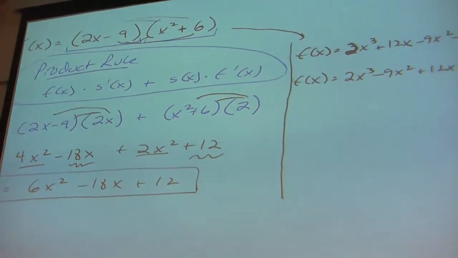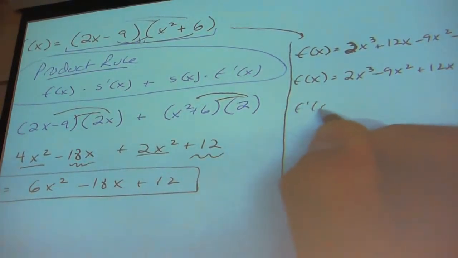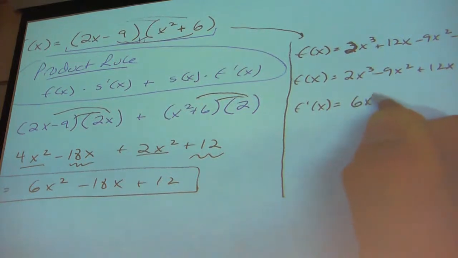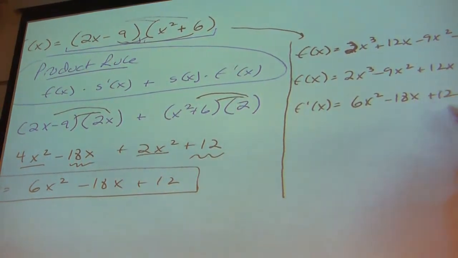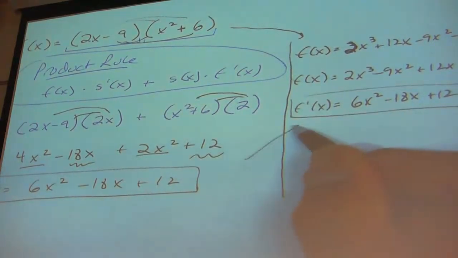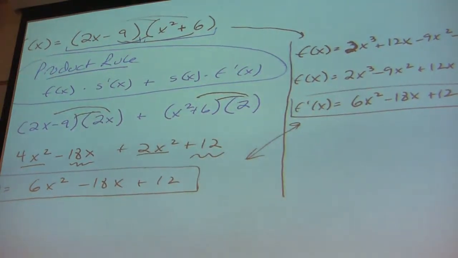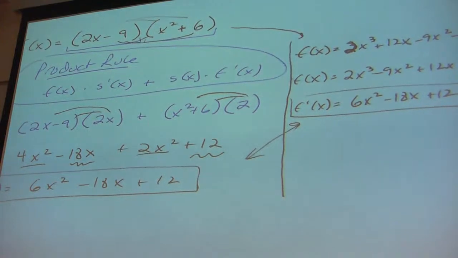What if I had cleaned up first, then took the derivative? I would get 6x squared minus 18x plus 12. You would get the same answer. But you need to know product rule. Are we okay?